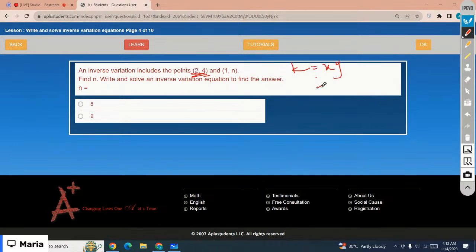k equals xy. So you need to do 2 times 4, that is 8. So that means k equals 8. Now use this point and calculate the value of y, right? So that would be y equals k divided by x. k is 8 and x is 1, so that would be 8. You can see x is decreasing but y is increasing, right? So that's why they are inverse proportions. So the correct option is 8. Got it?